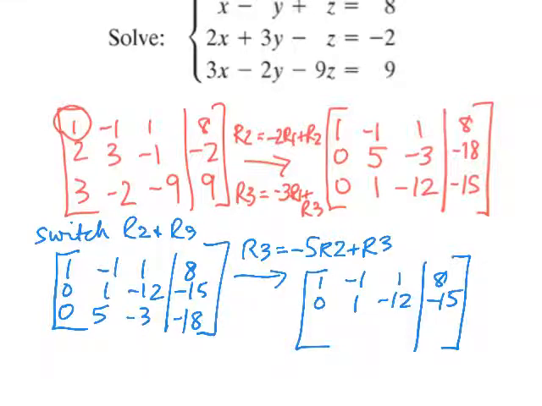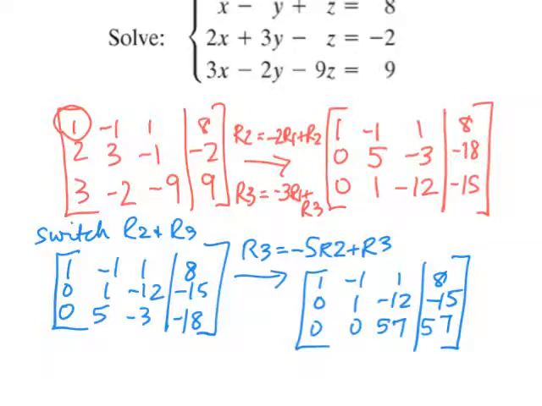So -5 times 0 is 0, plus 0 is 0. -5 times 1 is -5, plus 5 is 0. -5 times -12 is 60, plus -3 is 57. And then -5 times -15 is 75, plus -18 is also 57.